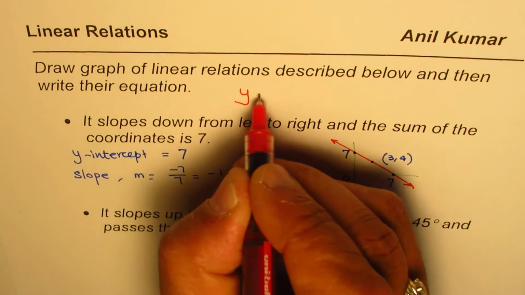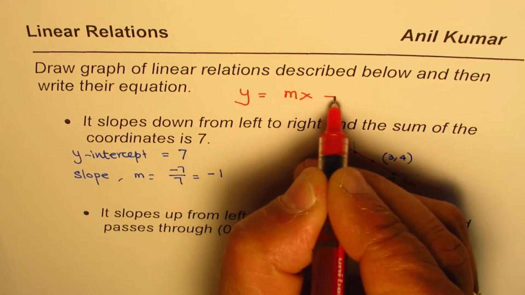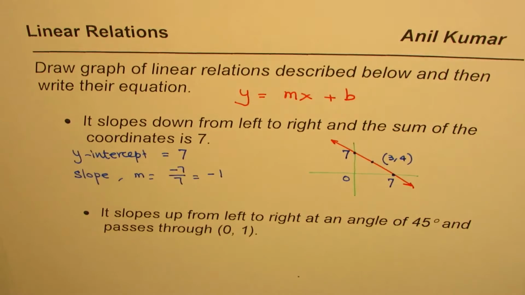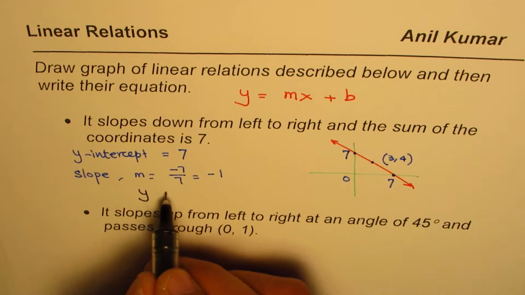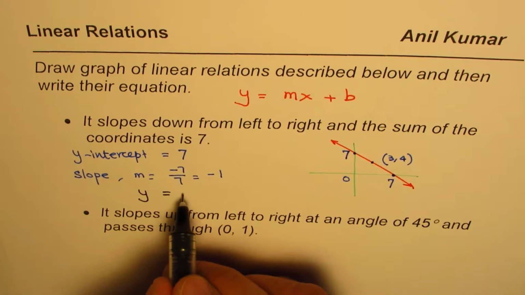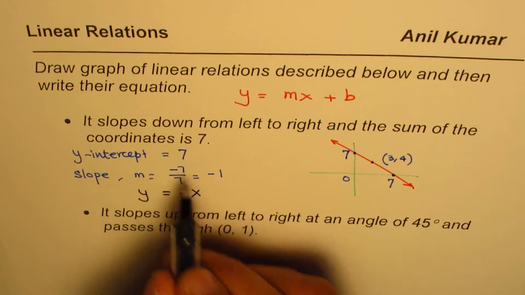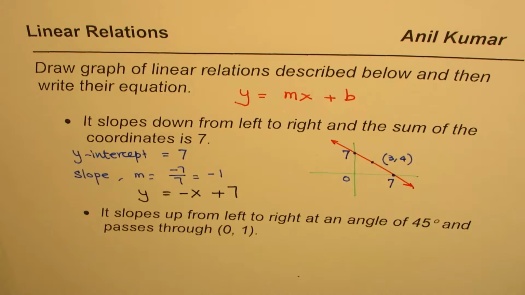We'll use the equation y equals mx plus b, right? Where m is the slope and b is the y-intercept. And from here, we get the equation as y equals, m is minus 1, we'll write minus x, y-intercept is 7, so we get our equation y equals minus x plus 7. Right? So that is how we can get the equation of this particular linear relation. Now let's look into the next example.